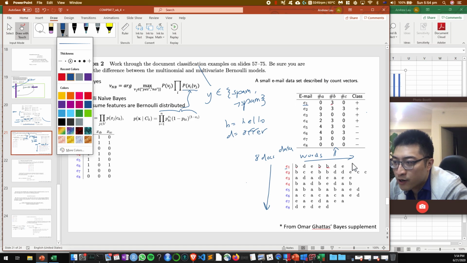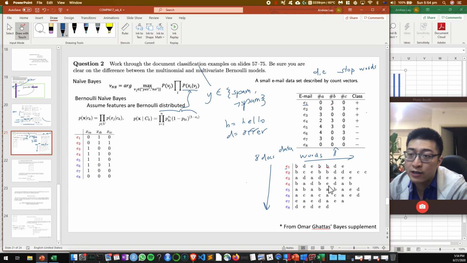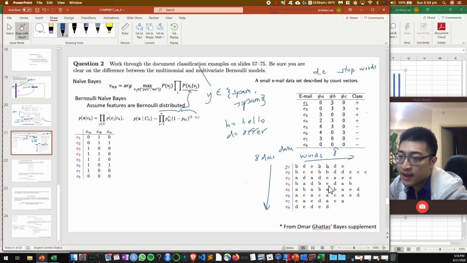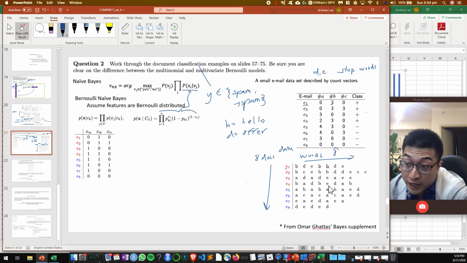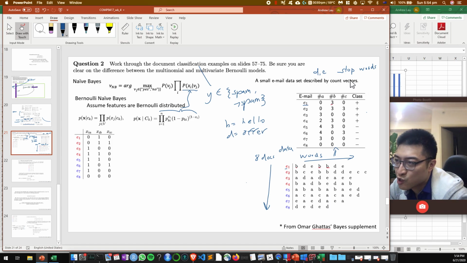D and E are what are called stop words. This is a concept in natural language processing. It could be just words like the, of, at. They do carry value, but in a simple example, they may not carry as much value as, say, offer or free or Viagra or, I don't know, what are some scammy words? Yeah, free, discount. The kind of stuff that appears in spam emails. But these are stop words.